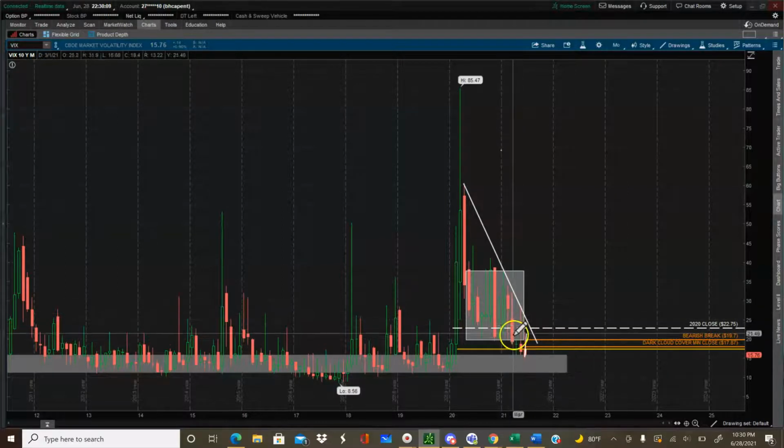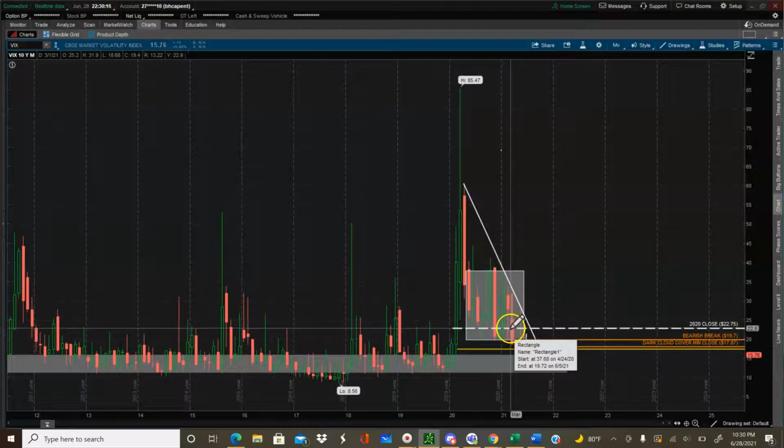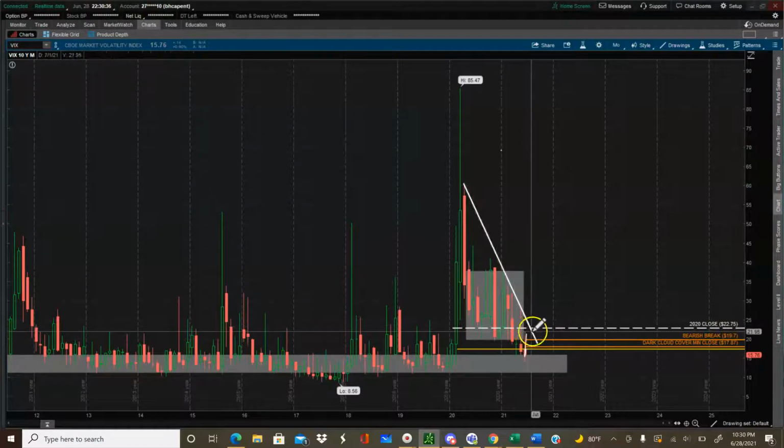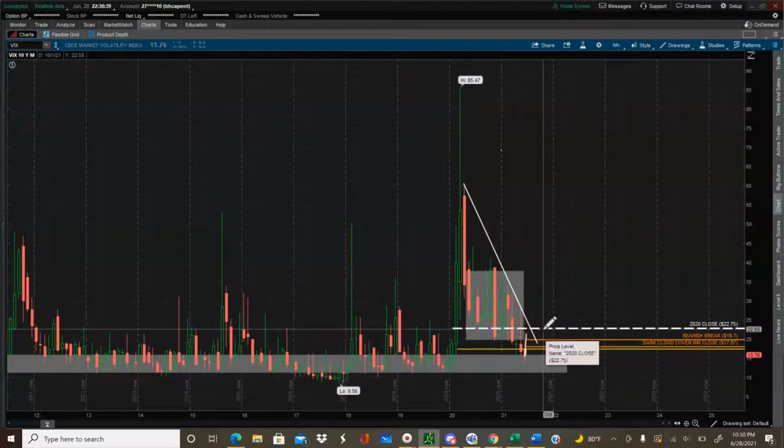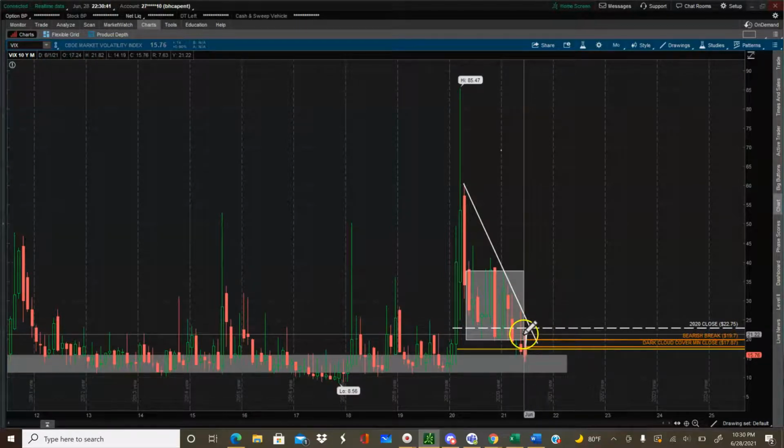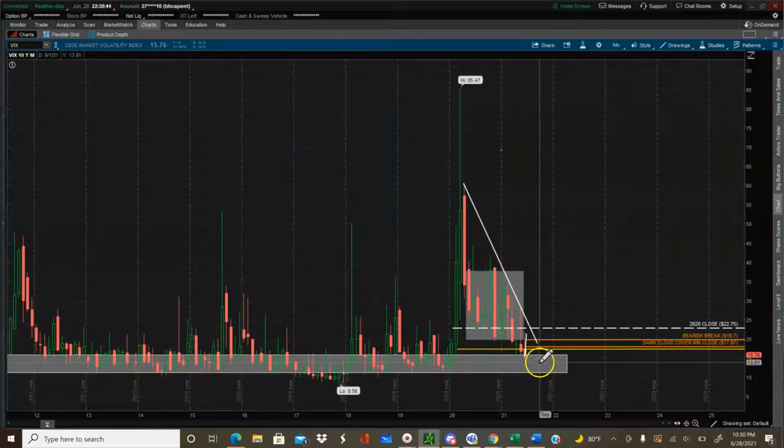So in March of this year, VIX closed, that was the first close below the 2020 close of 22.75 for the year. And ever since March, VIX has struggled to get back above 22.75. So that definitely speaks to the significance of that 2020 close level that I talked about in the last time frame.